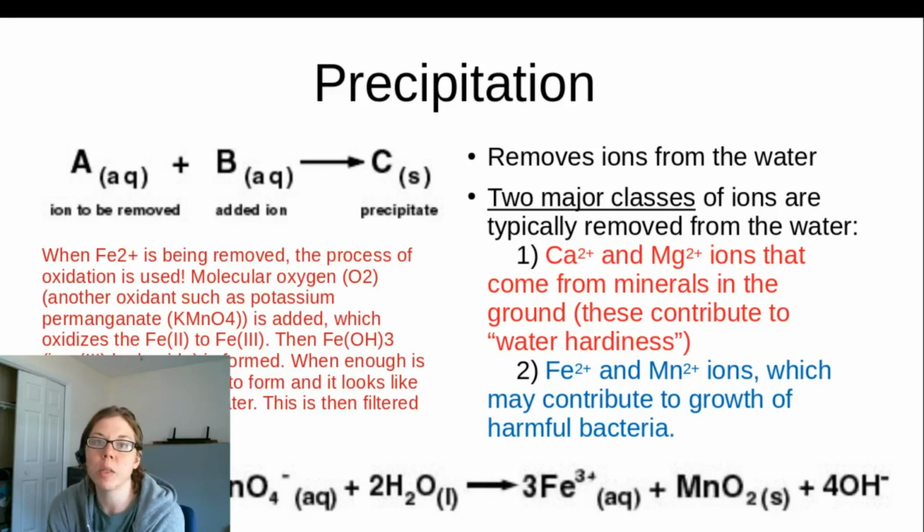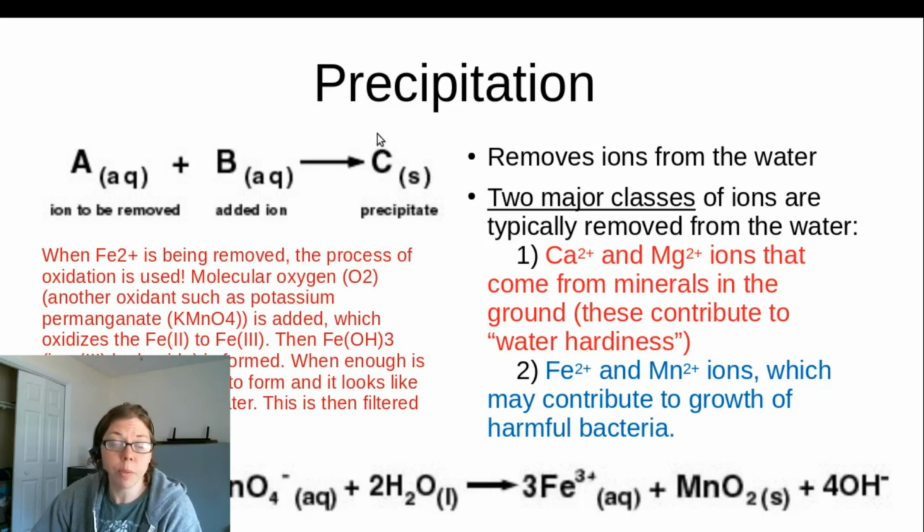So let's talk about precipitation. If you look at my very simplified chemical equation right here, you can see that A, which is the ion to be removed, is reacted with B, which is another added ion, and you end up with C, which is a precipitate, and that's what's filtered out in this process.